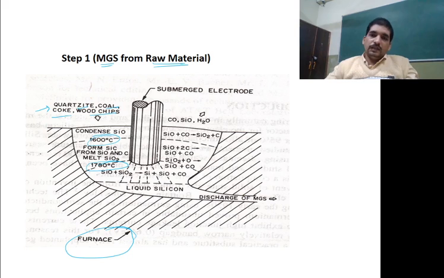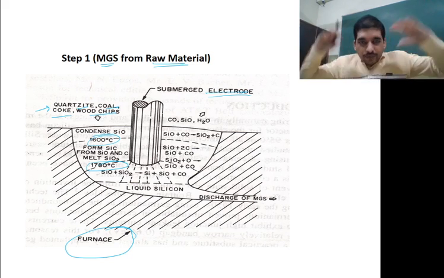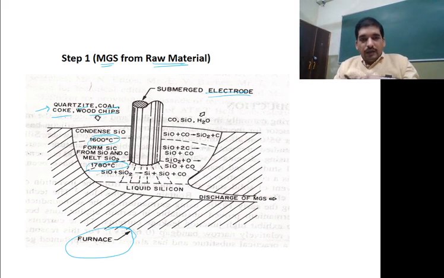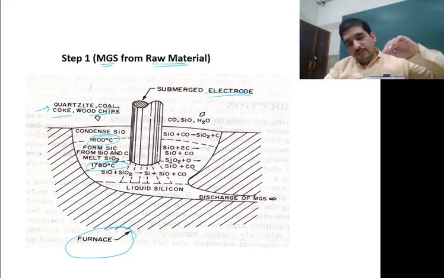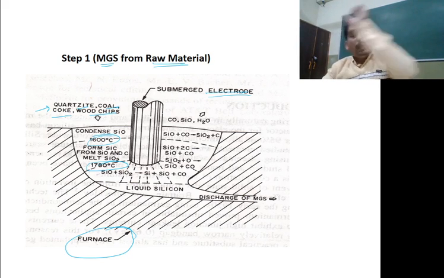There is a submerged electrode for the chemical reaction to take place, and a number of chemical reactions actually take place, because different types of materials we are putting into the furnace will combine together and react with each other. We are interested only in what? To obtain silicon, right? So by different reactions we will obtain SiC, SiO, SiO2, and finally from these we will extract Si from this furnace.